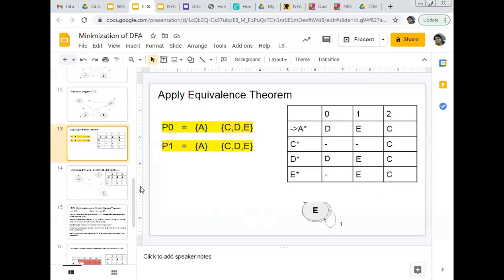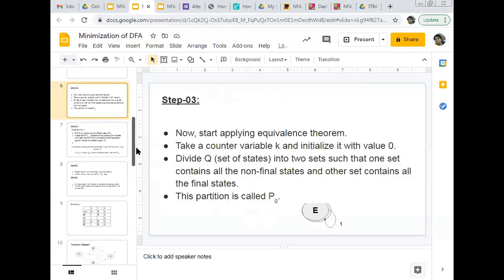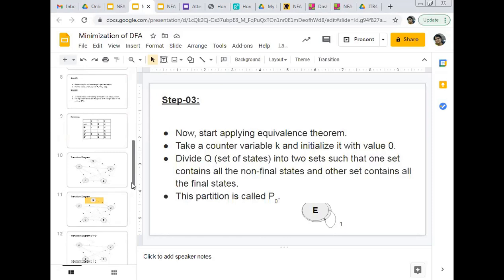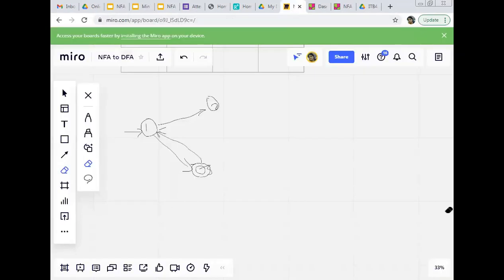Okay, now what has to be done? What is the next step we have to do? Now start, take a counter variable k and initialize it with the value 0. Divide set of states into two sets such that one set contains all the non-final states and the other set contains all the final states. Okay, yahan par to wo wala hai hi nahi, right? What we have to do, I'll do it here.